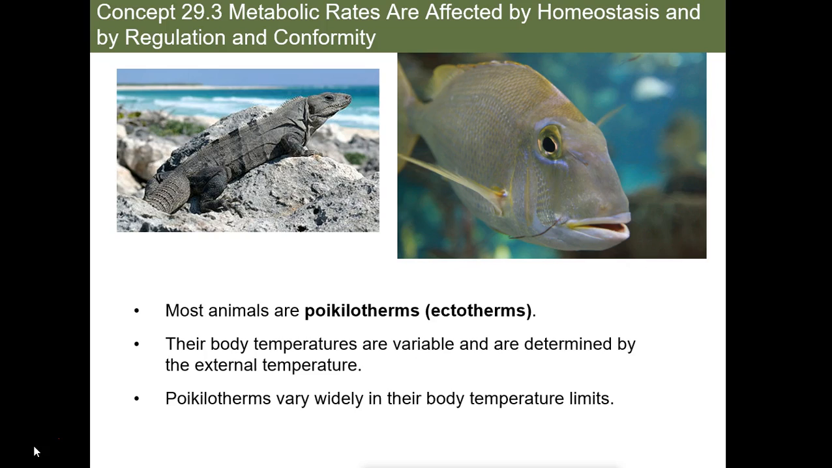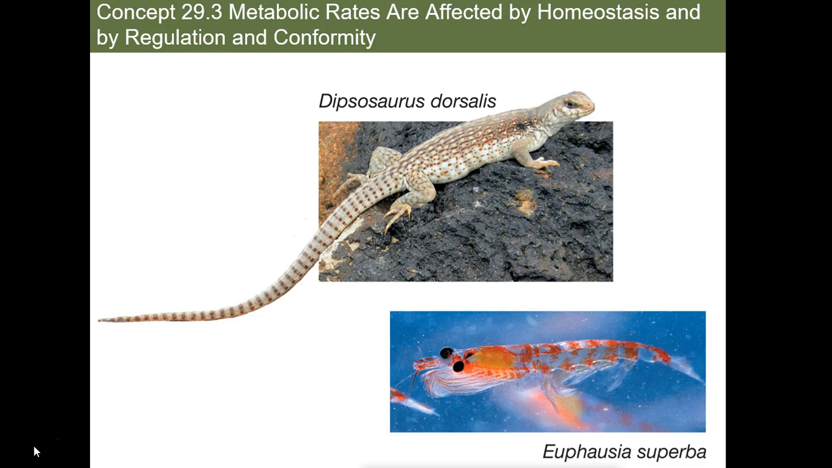Most animals are what are referred to as poikilotherms, or sometimes referred to as ectotherms. This means their body temperatures are variable and are determined by the external temperature. Poikilotherms vary in their body temperature limits. Some examples of poikilotherms are lizards and shrimp. They let the environment dictate their internal temperature.